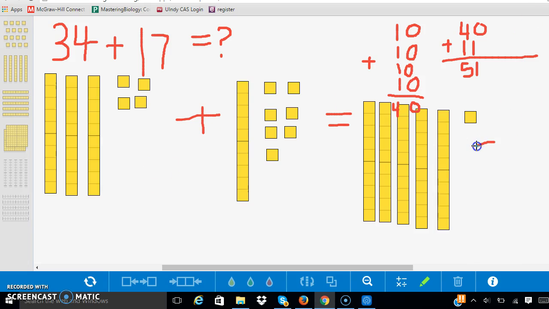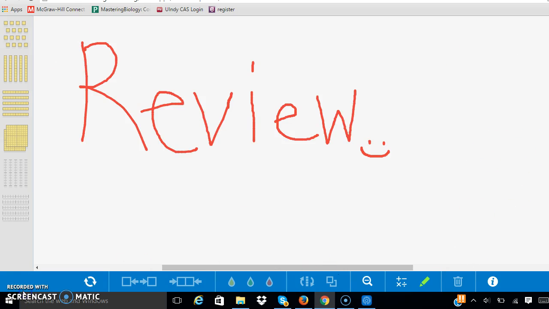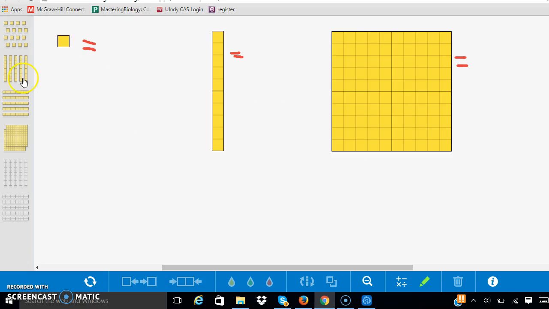Alright, and before we close out the lesson, we're just going to have a quick review on how much each piece means. Alright, this is the 1. It's called a unit, and it is equal to 1. This rod, if we count every single unit up, we can know that is equal to 10. And then our flat, we could count all of these up, or we might just have to know that it is equal to 100.